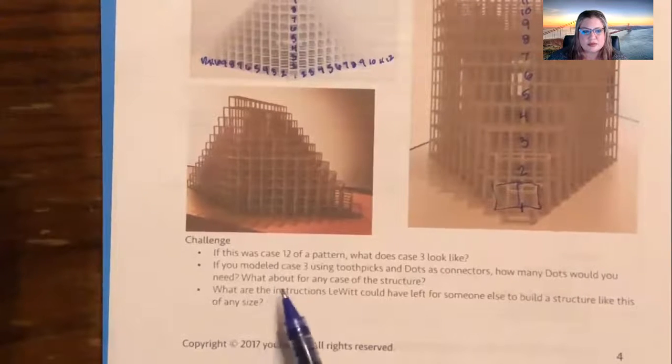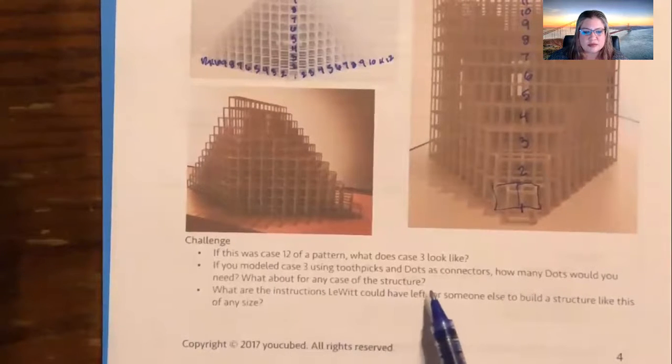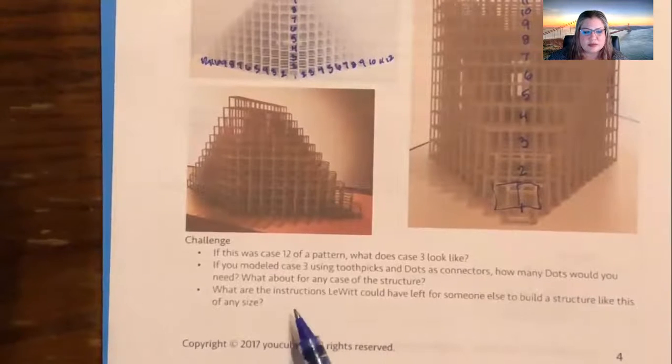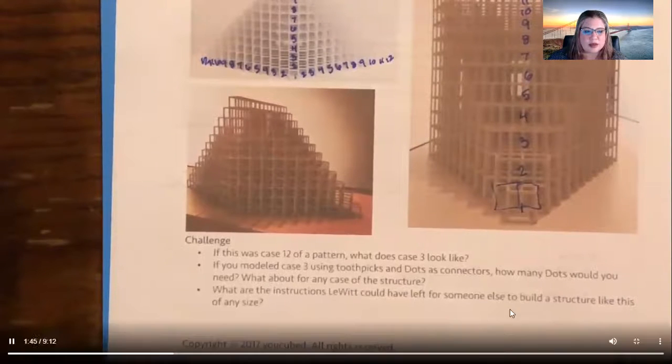And then if you modeled case 3 using toothpicks and dots as connectors, how many dots would you need? What about for any case of the structure? What are the instructions LeWitt could have left for someone else to build a structure like this of any size? Okay, so I'm going to go get my toothpicks and my dots and let's play with this.